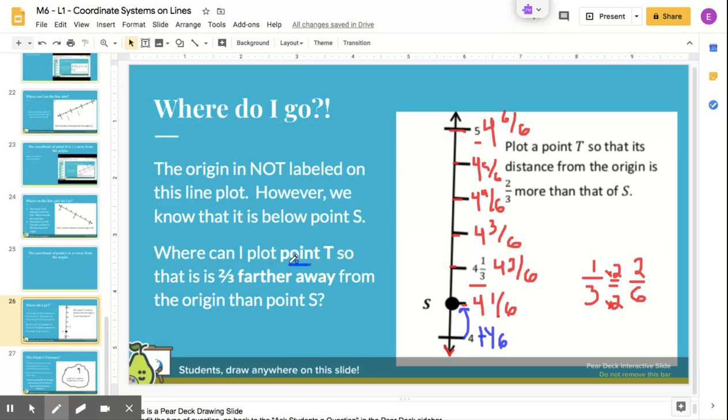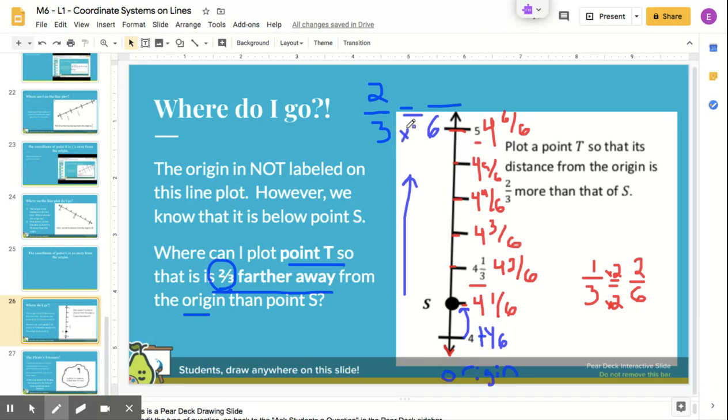My question is telling me to plot point T so that it is 2/3 farther away from the origin than point S. Now, if my origin is down here, in order to go farther away, I have to move farther up my line plot. So if point S is here, I have to move 2/3 farther. However, everything is written in terms of 6s because we're moving up 1/6 each time. So let's find our equivalent fraction for 2/3. 2/3 is equal to how many 6ths?